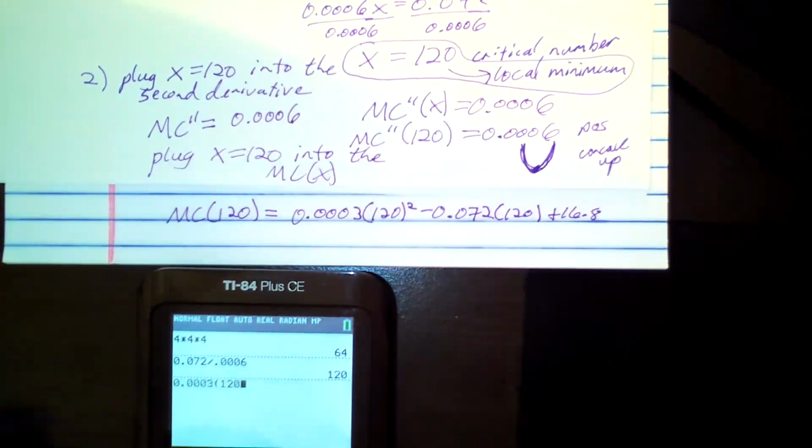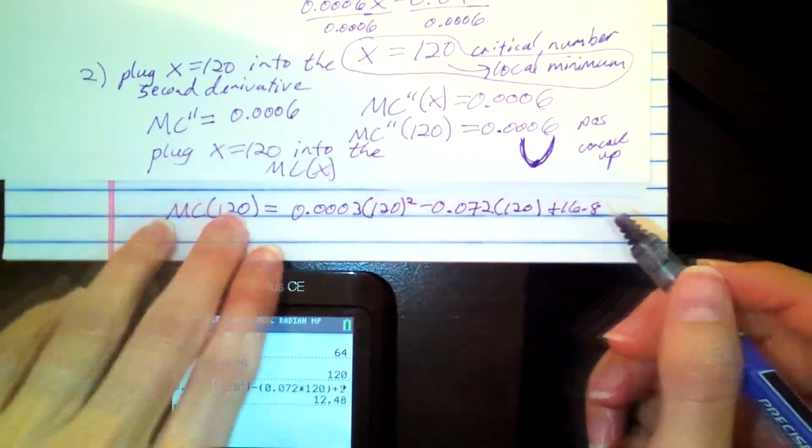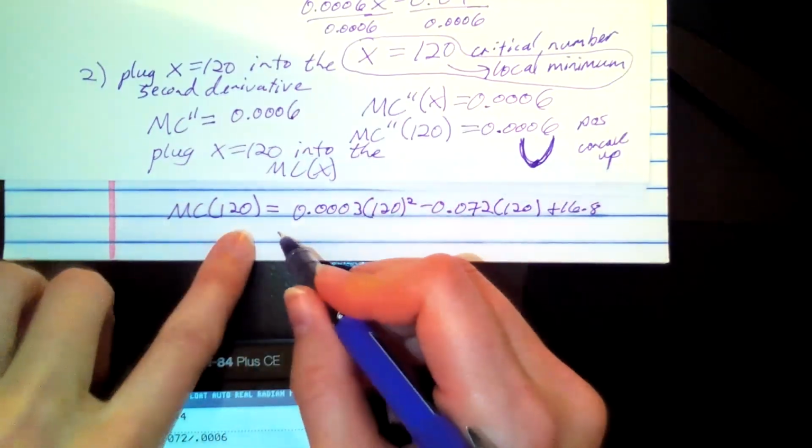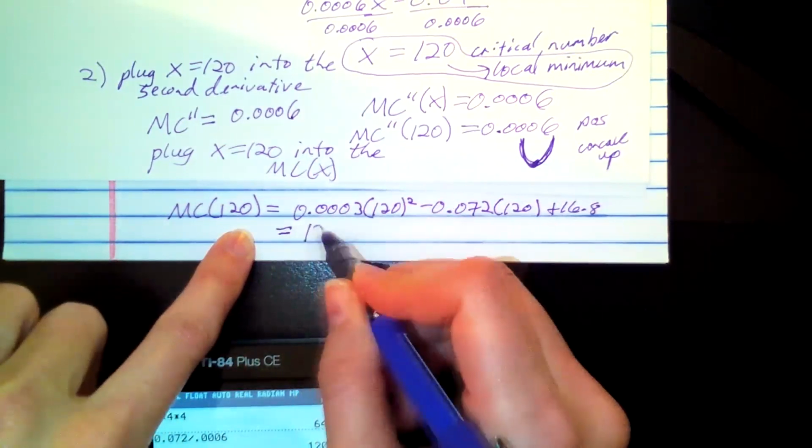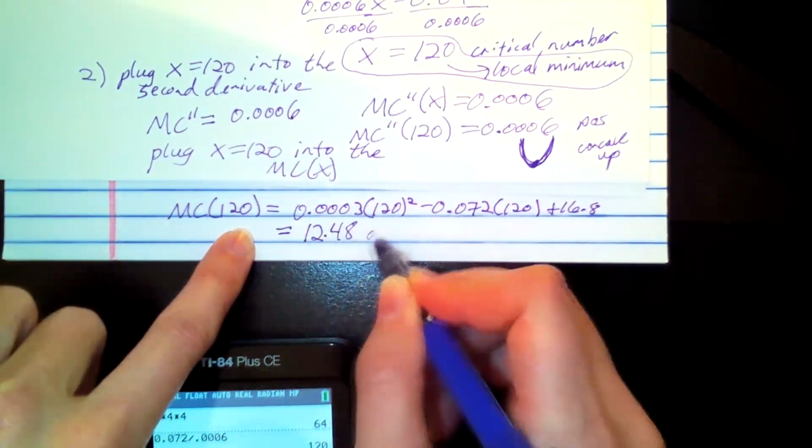times 120 squared minus 0.072 times 120. And let me put parentheses around this just because I'm paranoid. There we go. Plus 16.8. We get 12.48. So the minimum marginal cost is $12.48.